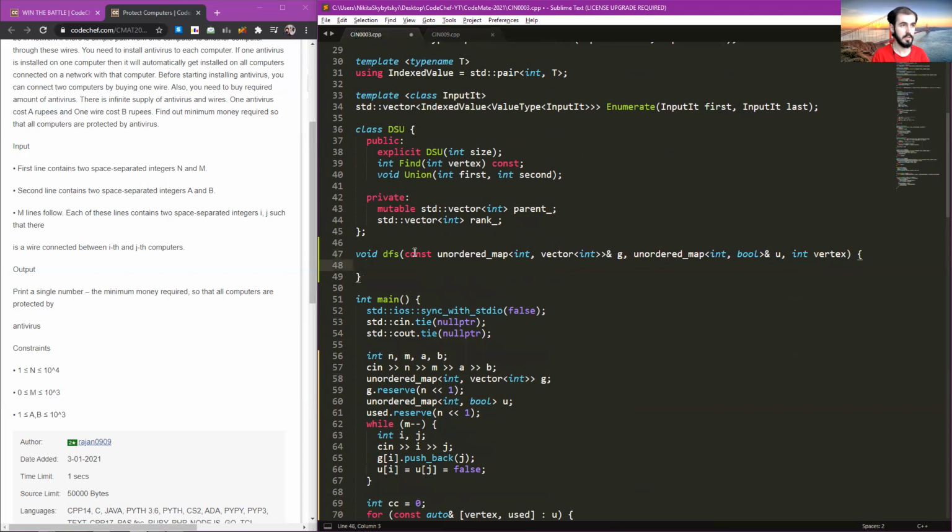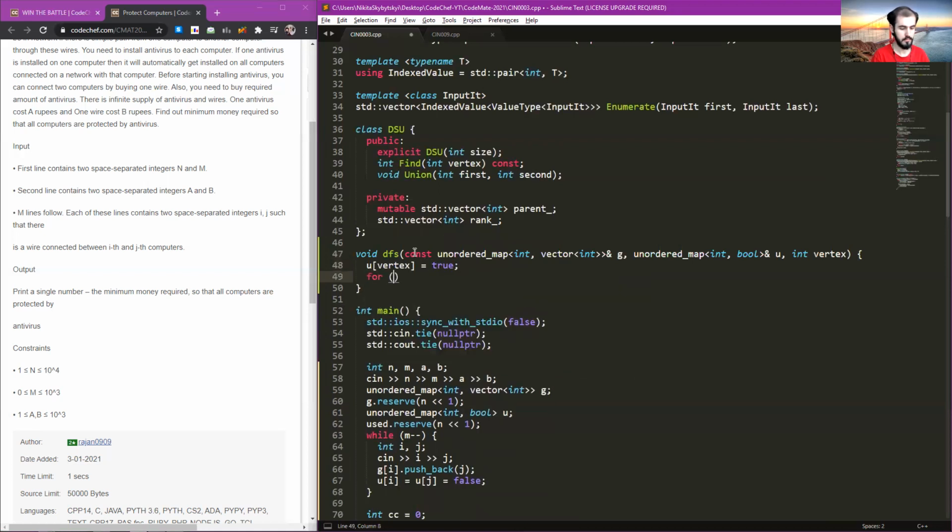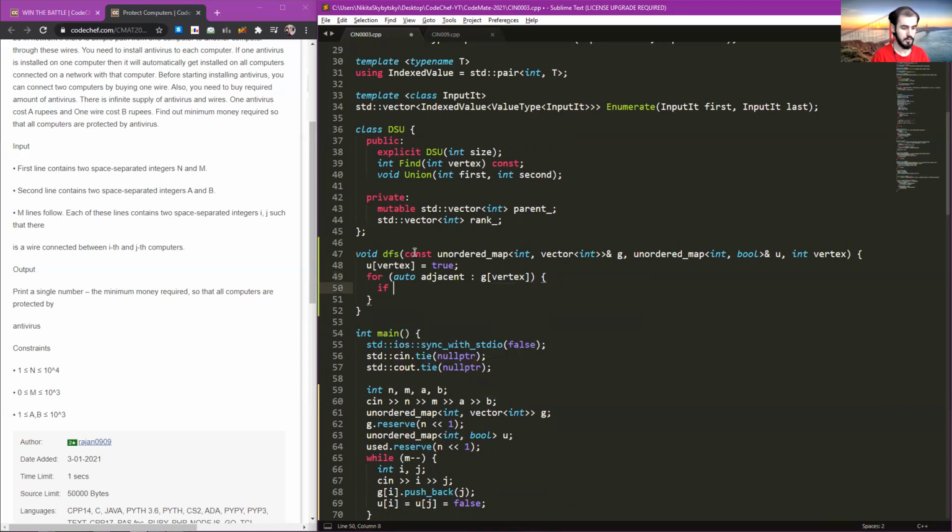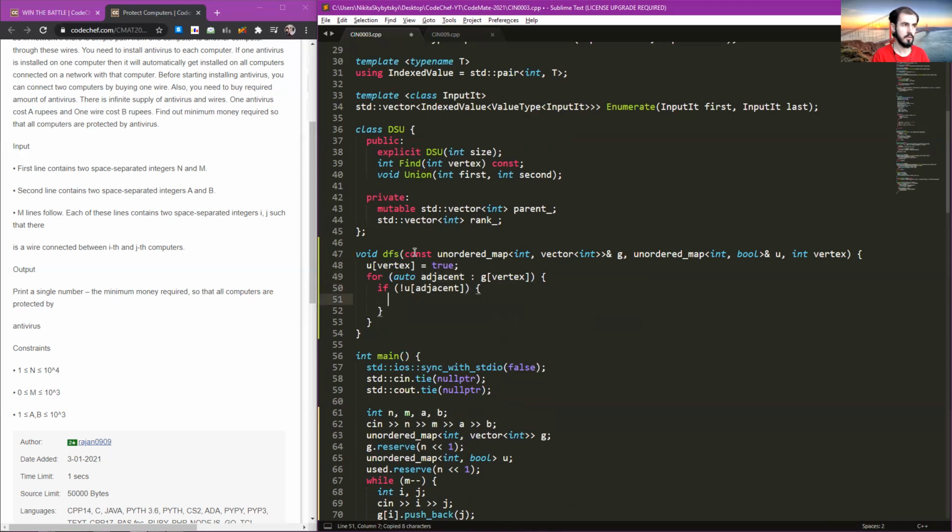We just want to find the number of components, to be honest. Nothing intellectual here. In a graph at vertex u, if not visited at adjacent, DFS from adjacent.